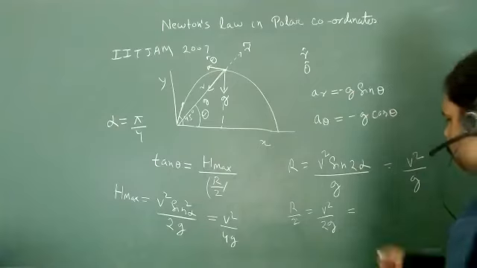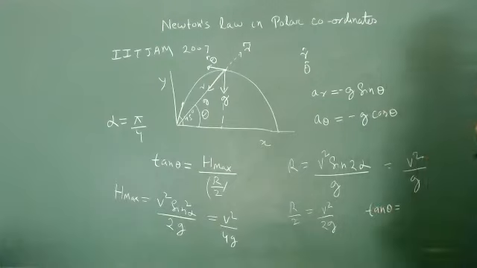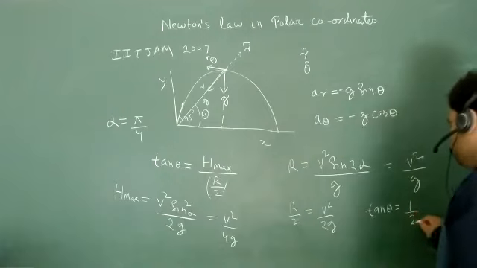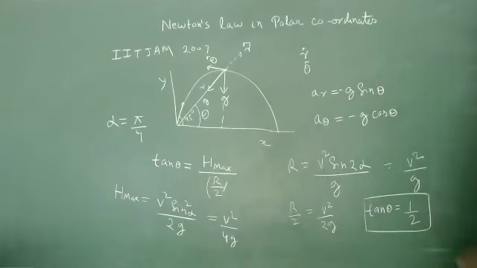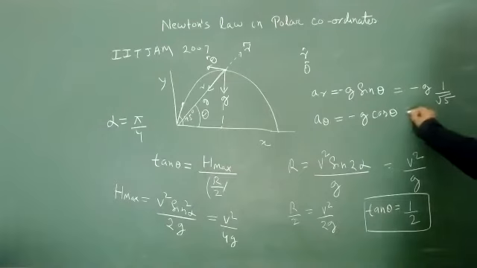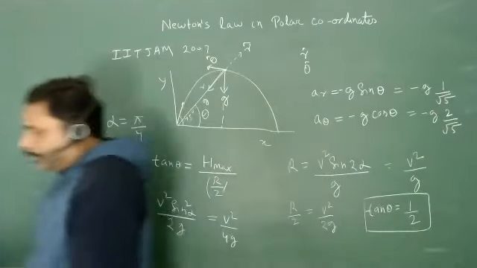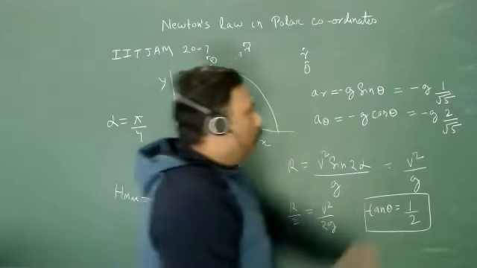So then we can easily calculate this value. Basically we have to calculate tan theta. Putting all this in, tan theta is 1 upon 2. Now, what is sin theta? If tan theta is 1 upon 2, then sin theta is 1 upon root 5, so minus G upon root 5. And what about your cos theta? That is 2 upon root 5, so minus 2G upon root 5. Isn't it? You can easily calculate all this. So minus G upon root 5 and minus 2G upon root 5 will be the answer.